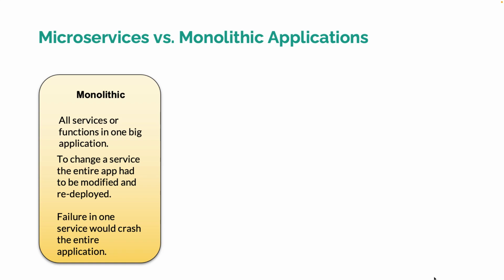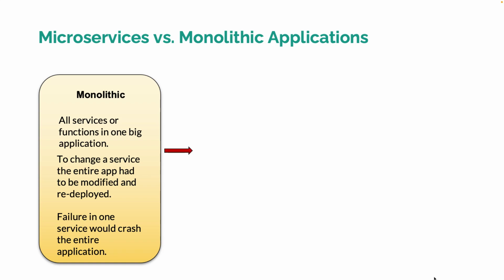For example, if an application had shopping cart, payment, product listing, and all those functionalities, they were all coded into one single application. Obviously, if you were to change any of these services, you would have to deploy the entire application. And if any part of the code crashed, the entire application would crash.